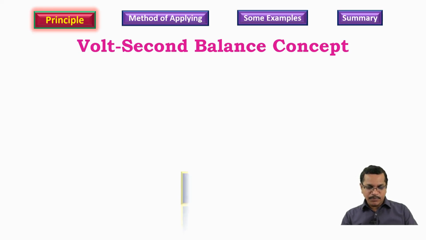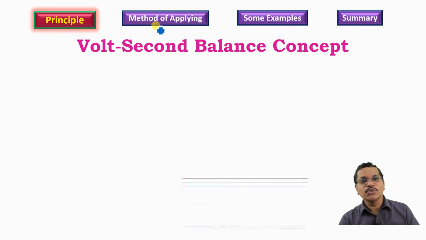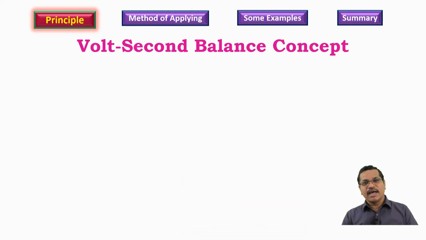In the course of this video, I'll be explaining the principle behind volt-second balance, and how to use the concept of volt-second balance so that we are in a position to obtain the relationship between output voltage and input voltage. I'll be taking up two examples, and applying the concept of volt-second balance to find out V0 by Vin, or the voltage gain of the given power converter. Finally, I'll summarize the salient points that we have discussed in this video.